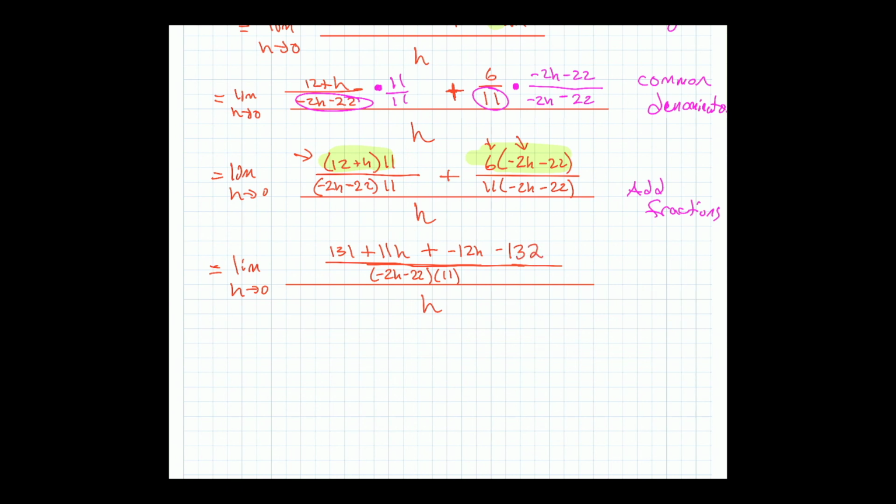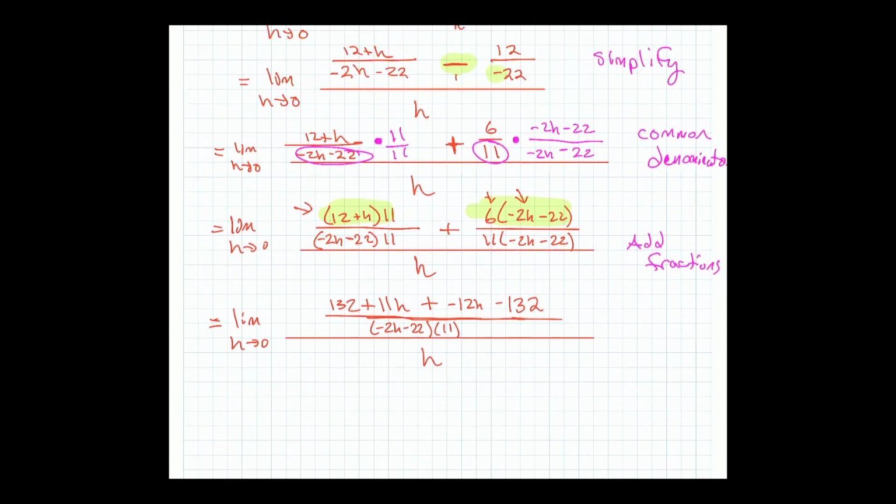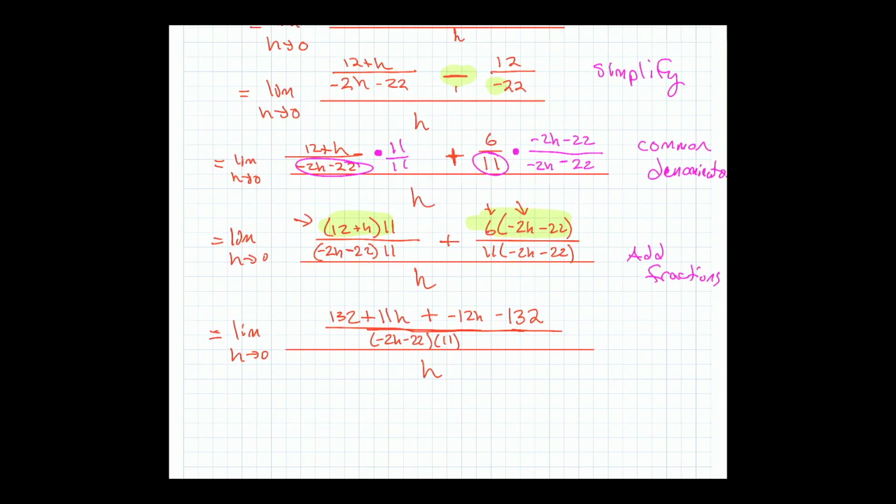What else? Oh, I added these wrong. This 132, right? I think. Wait, is it? Yeah, it's 132, right? 11 times 12? Hope so. Okay. Anyway, so we added those fractions. What can we do to simplify? Well, one thing we can do right away is that 132 will cancel out that 132.